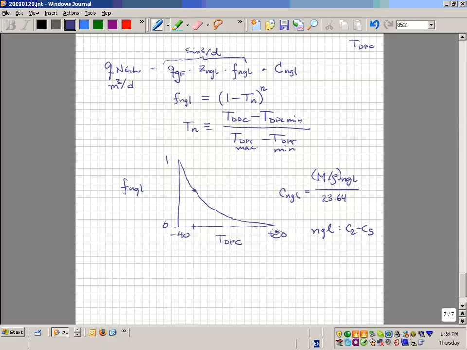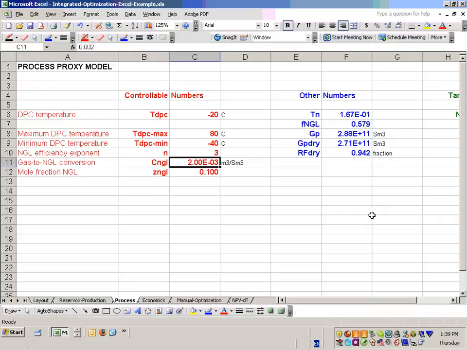Stainer, you look mystifyingly confused. Too simple? Okay. So that's basically the process model. So we've got these numbers that we can eventually change if we want to change the type of dew point controller and the range of temperatures, the exponent. So you can change to a whole different gas, leaner gas, richer gas, properties of the NGL components, this process efficiency, and the range of the dew point controller temperature. All of these are main first-order variables in such a system. These are our intermediate kind of calculation.